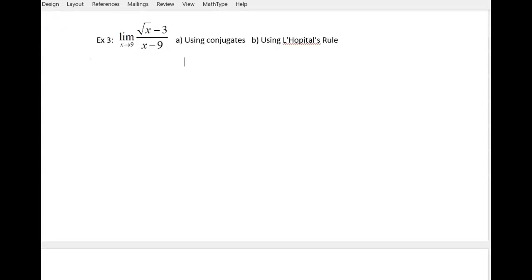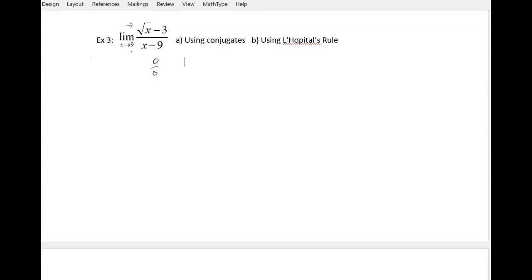So first, using conjugates, a conjugate is usually applied to a radical, some set of terms with a radical in it. In our case, we're going to look at the top. The conjugate of the square root of x minus 3 is the square root of x plus 3. Now, why would we do this? Well, if I try to put 9 into my limit, I get the square root of 9 minus 3. I get 0 on the top, and 9 minus 9, 0 on the bottom. I get that 0 over 0 indeterminate form. So I need to try something else.